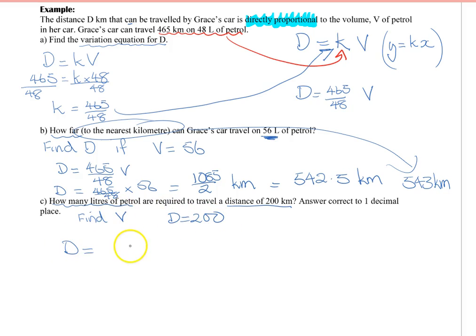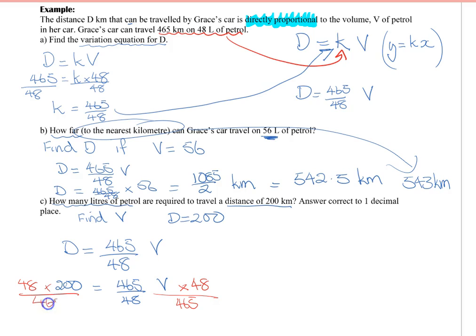I write my equation, always write the equation. This time I know that D is 200, so in this spot I'm writing 200 is 465 divided by 48 times V. I want to get that V by itself. So we've practiced all of this back in the algebra chapter. I will need to multiply by 48, so I'll multiply by 48. But then I would need to divide by 465, so I divide by 465.